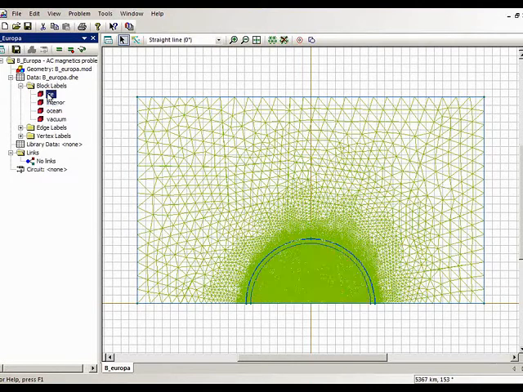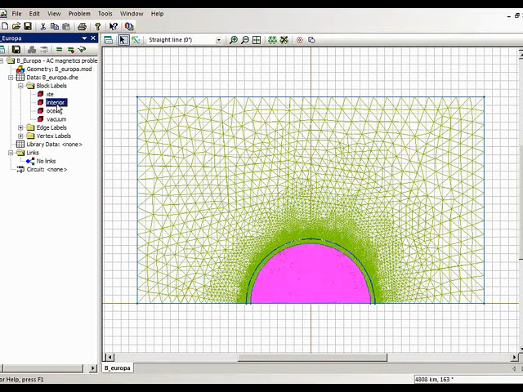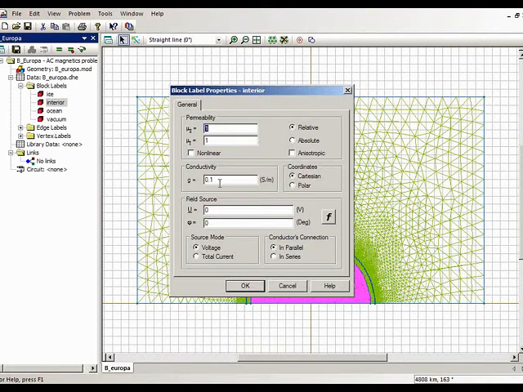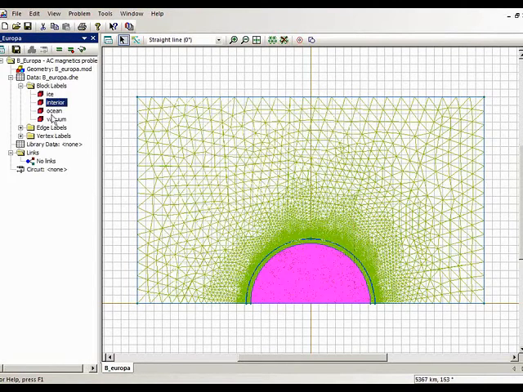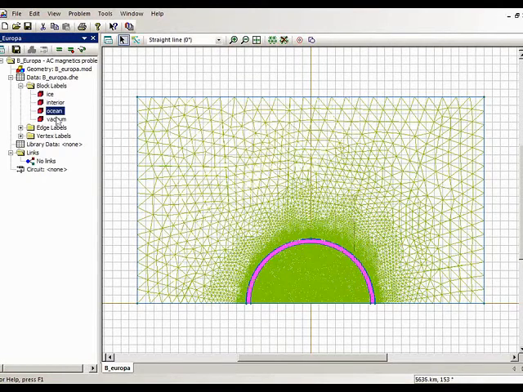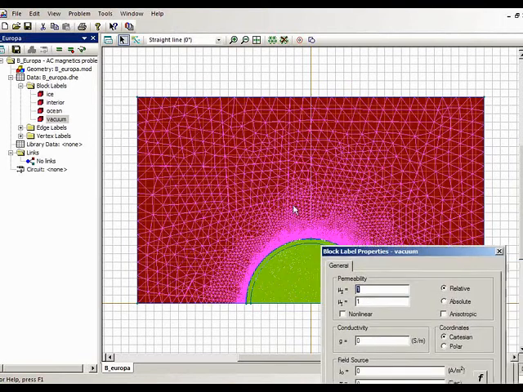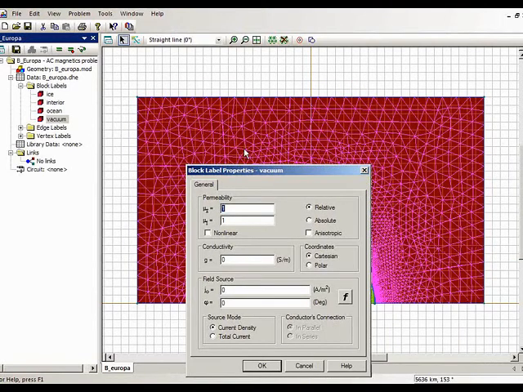The ice has a very small conductivity of 10 to the minus 7 S per m. The interior region, I'm giving it a conductivity of 0.1 S per m. The ocean will be given a conductivity of 0.5 S per m. And this is the vacuum region, so we'd have no conductivity, just unit permeability.